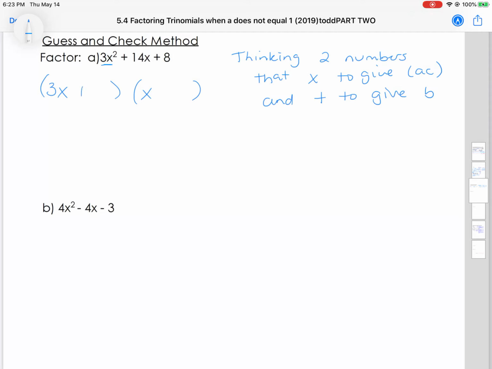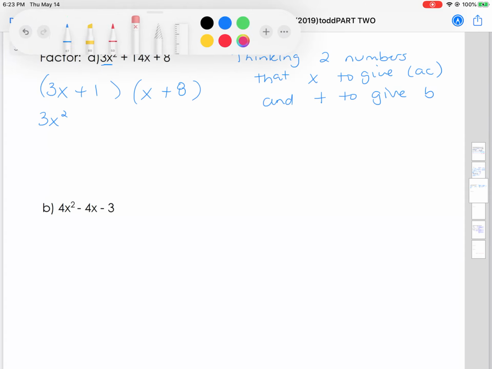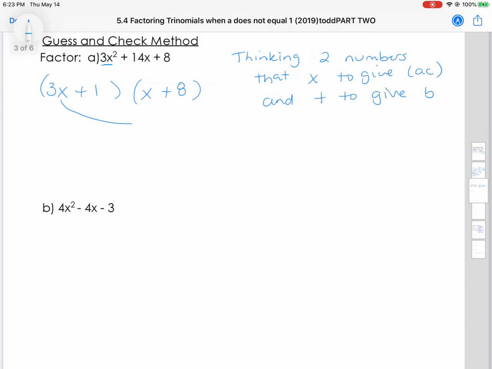If you choose 1 and 8, then you're going to get 3x squared. Actually, make it simpler when you're guessing and checking. When you do your check, for the inside term, you just need to check the B term. So like this and this will give you 24x, and this will give you x. So that does not equal 14. That's not going to work. Okay, so that's not right.